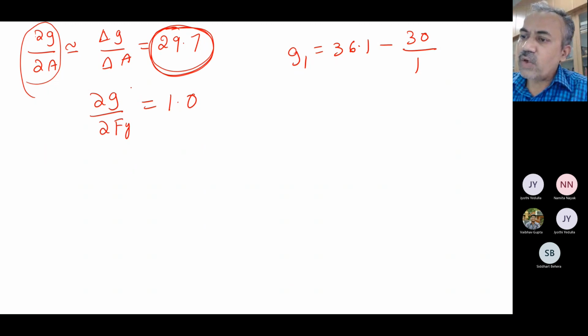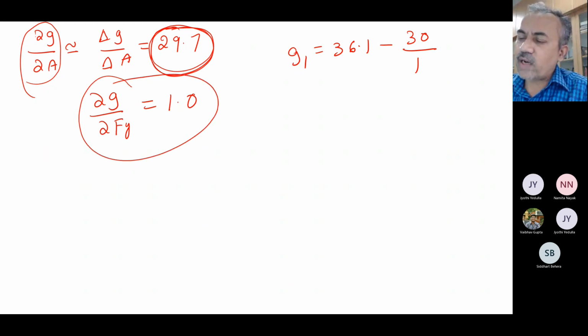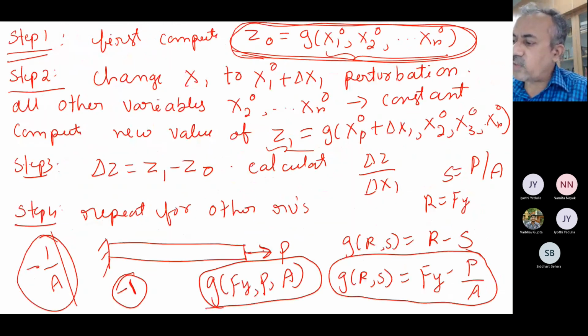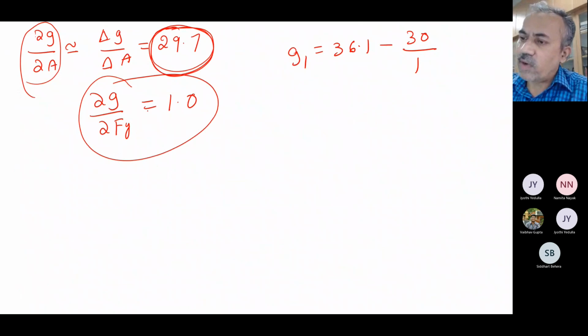29.7. So you can find out ∂G/∂F_y, and some small error will be there. So what is the exact value? 1. Now after our finite difference program also, how much have we got? It is exact, you followed, 1 itself.